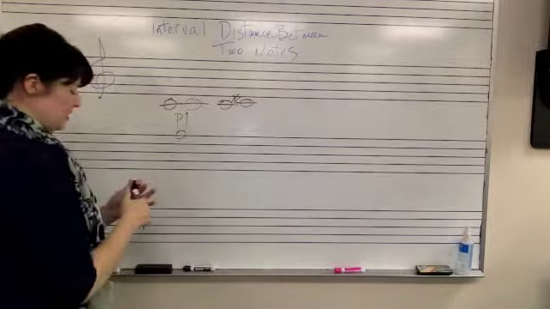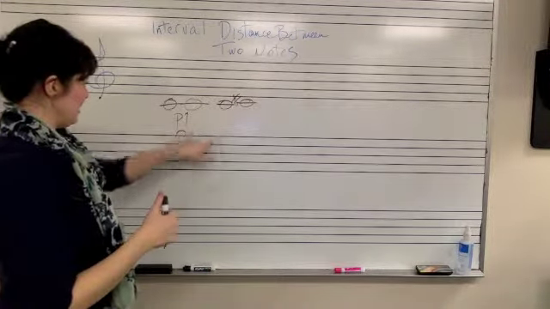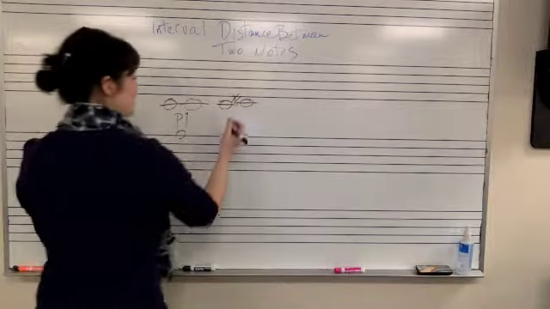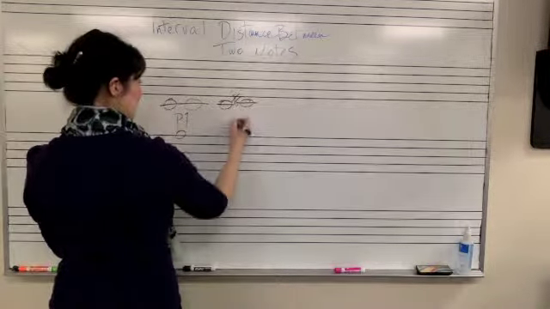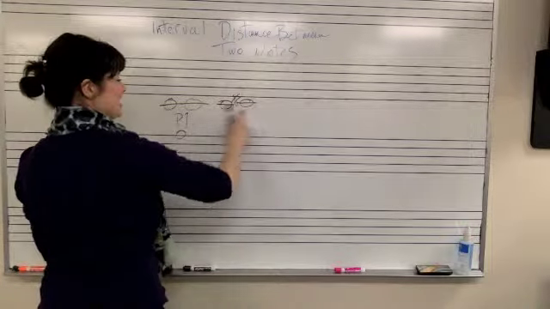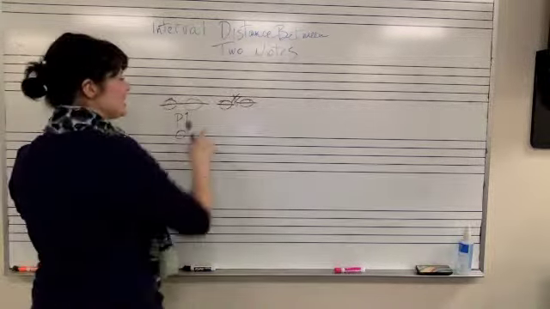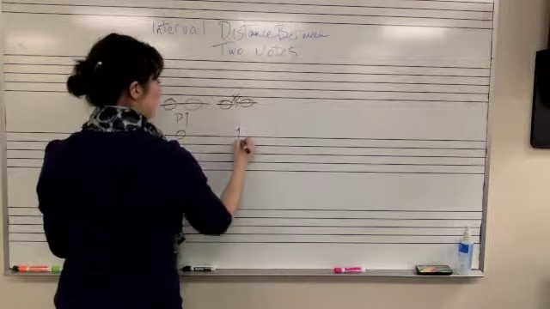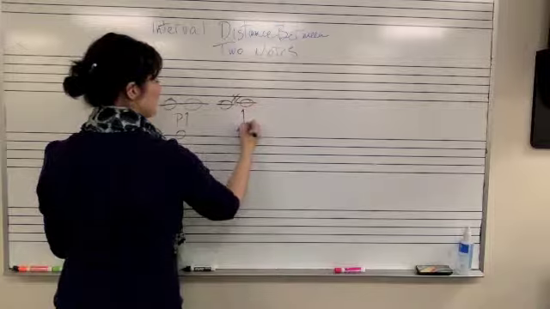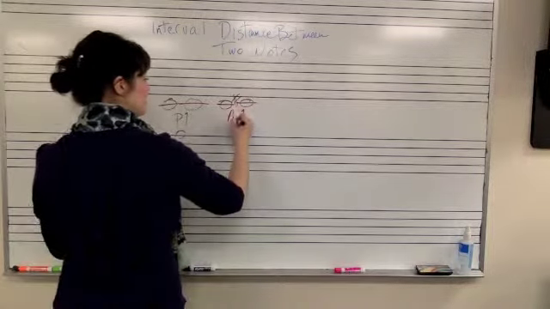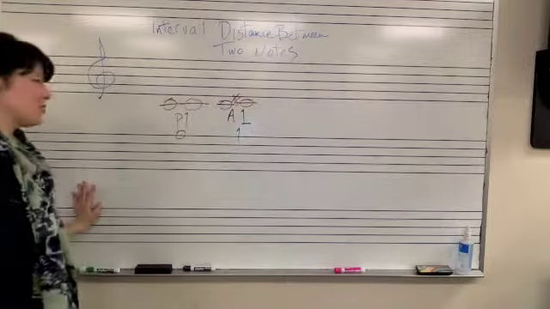So theoretically, this has 1 half step, right? So C to C sharp, but its interval is only 1. It's C to C, but it's a sharp. So we've got 1 half step, but we also know it's a unison, which means that we call it an augmented unison, right? Has your brain exploded yet?